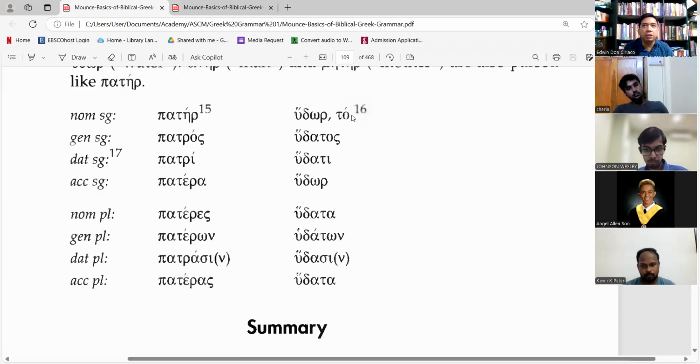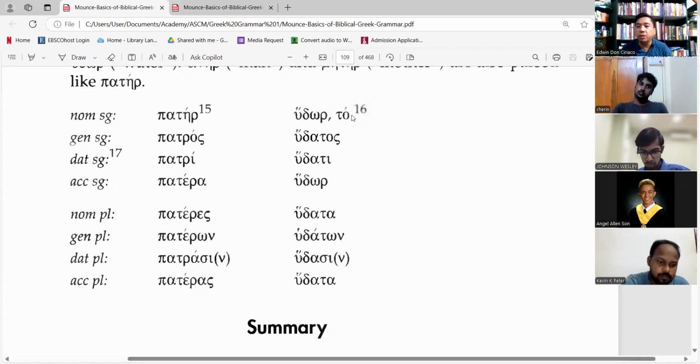So when you say neuter, the nominative singular and the accusative singular have the same ending. And the nominative plural and the accusative plural have the same ending. Why do I keep repeating this? Because this is a frequent error and you might be asking, sir, how do we determine if the use there is nominative or accusative?